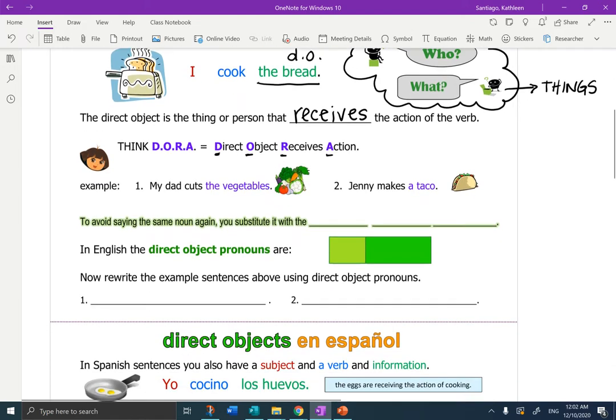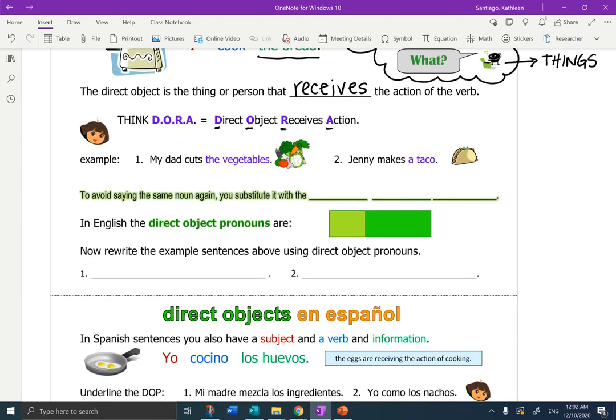So let's take a look at the two example sentences. My dad cuts the vegetables. What does my dad cut? My dad cuts the vegetables. So the vegetables are the direct object. Jenny makes the taco. What does Jenny make? She makes the taco. So taco is the direct object.